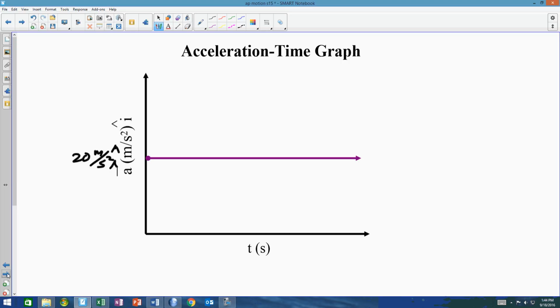Okay, so here we go. We're plotting 20 meters per second squared on our acceleration time graph. And again, I'm just plotting the data, so if you get 20.1 or 20, it doesn't matter. If you have 20 meters per second squared as your acceleration, it's going to be that value for all time intervals. And why is that? Because at 1 second it's 20, at 5 seconds it's 20. So it's going to be a horizontal line.